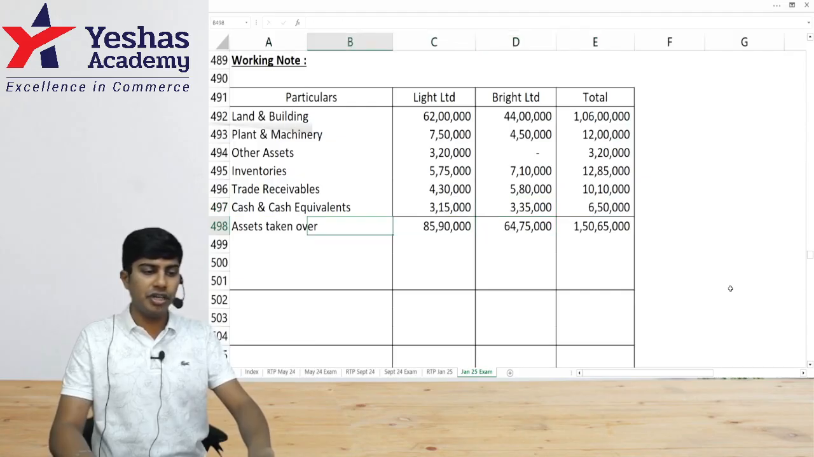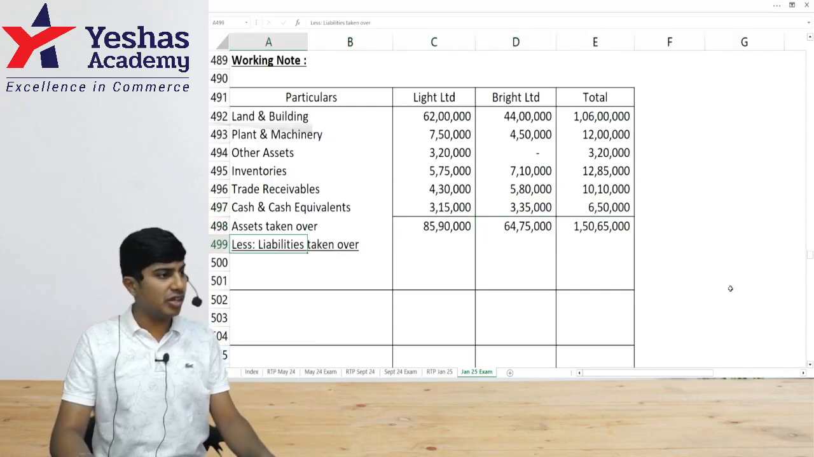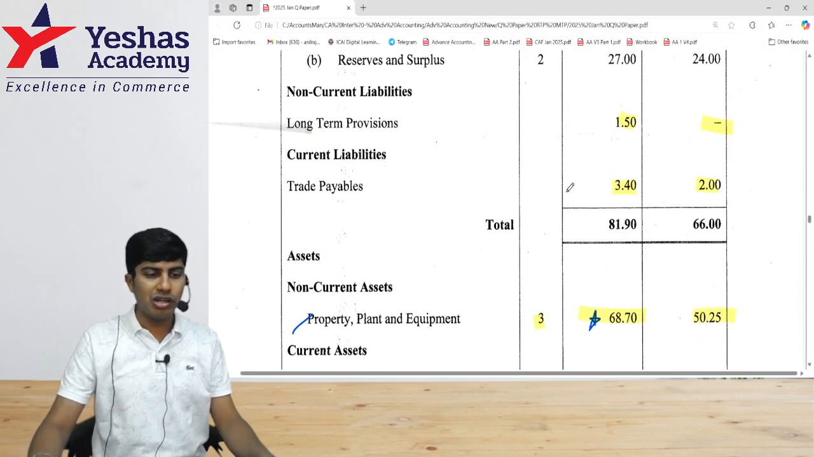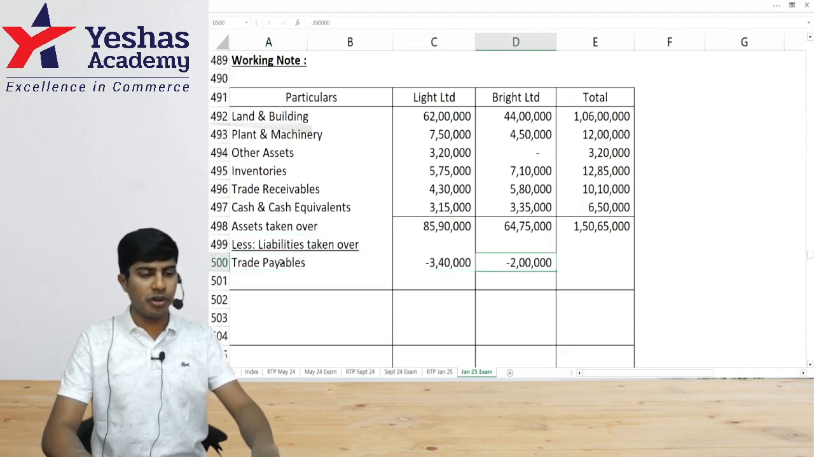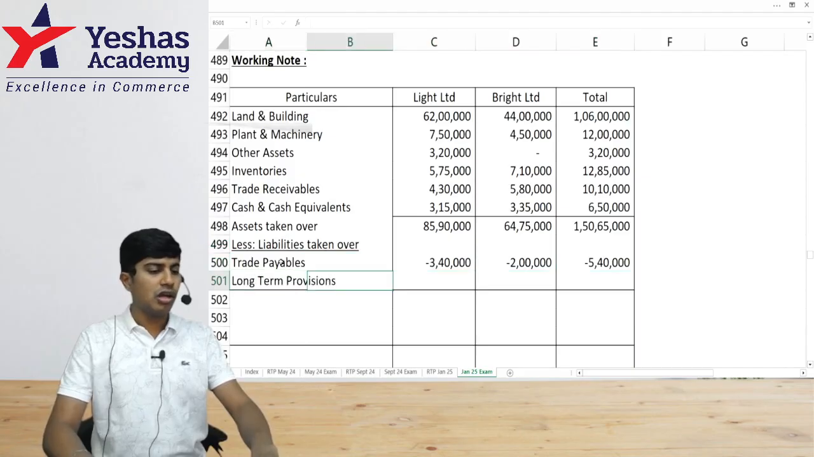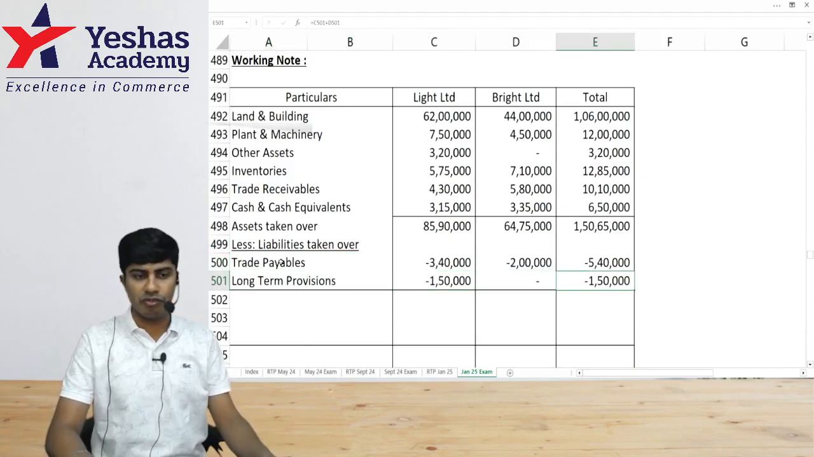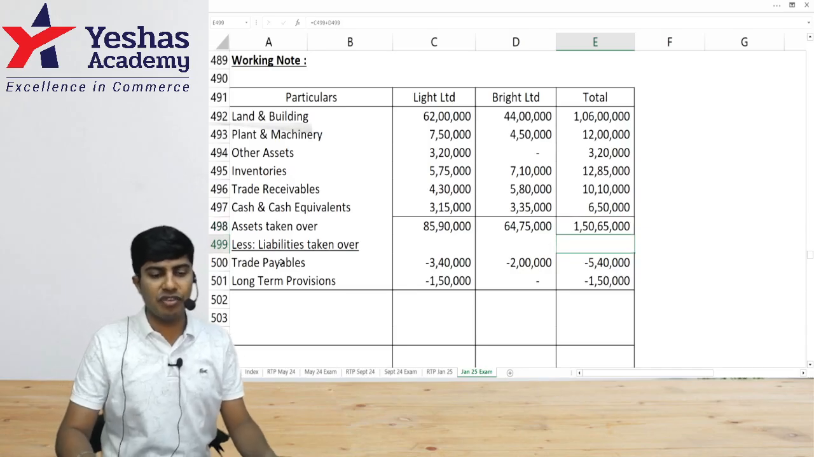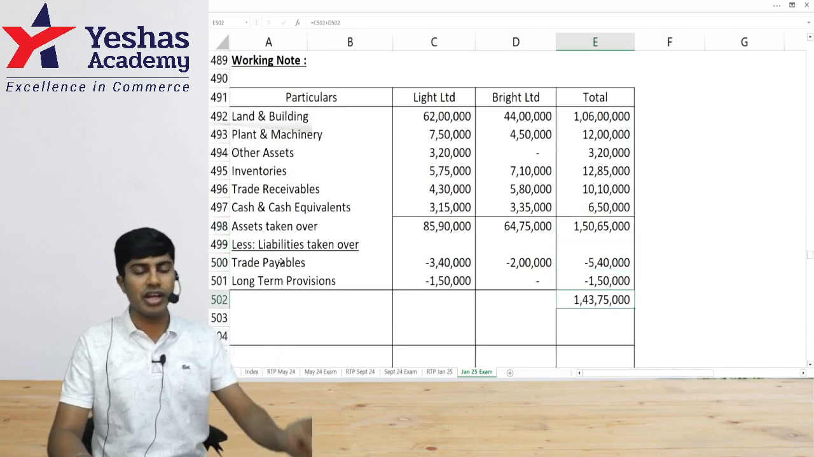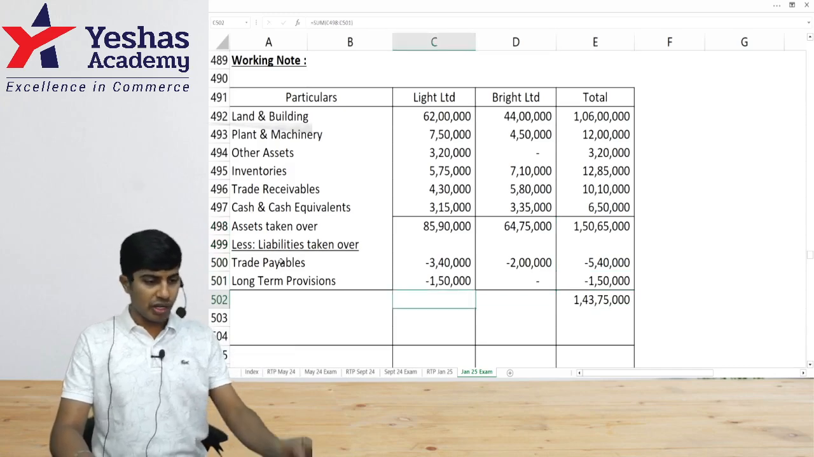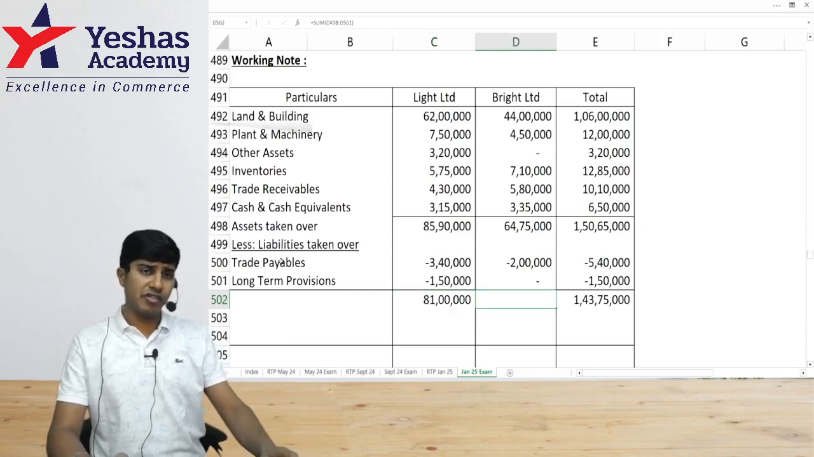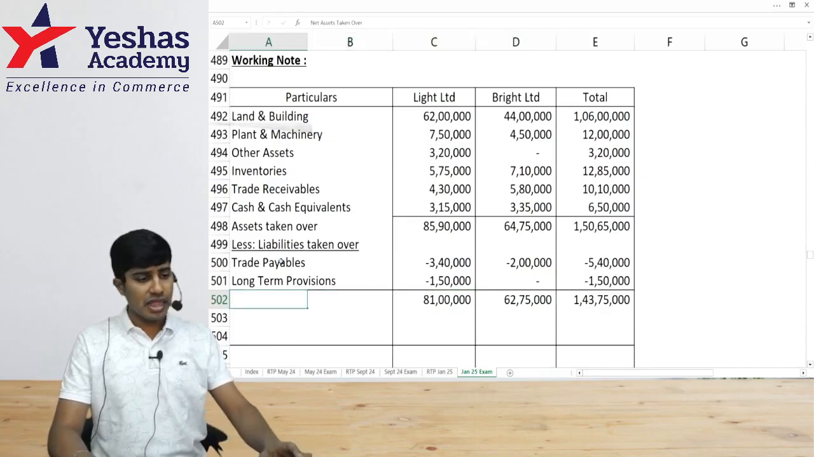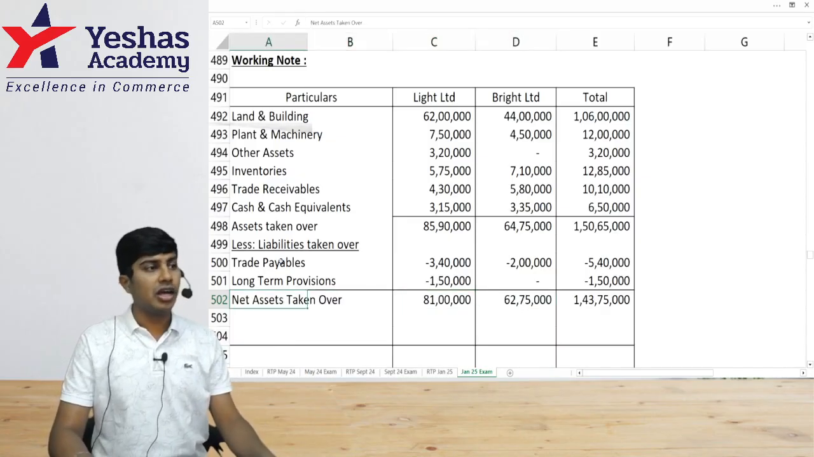But this is not it. We need to deduct liabilities from this. That's when we get NATO. What liabilities are taken over? Trade payables 3.4 and 2. Long-term provisions 1.5 and 0. Let me write here. Trade payables 3.4 and 2, together 5.4. Long-term provisions 1.5 and 0, 1.5. Deduct: 1 crore 50 lakh 65,000 minus 6 lakh 90,000, you will get 1 crore 43 lakh 75. Over here, 85 lakh 90 minus 3 lakh 40 minus 1 lakh 50 is 81 lakh. 64.75 minus 2 lakh is 62 lakh 75,000. This is the net assets taken over by Rainbow Limited.